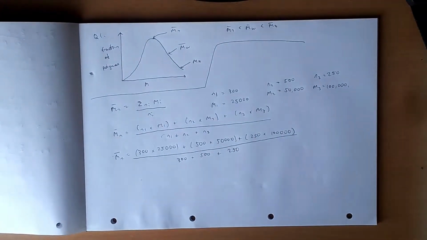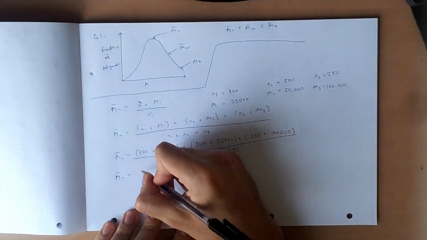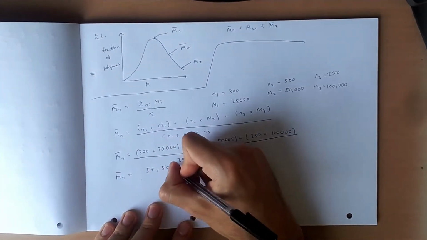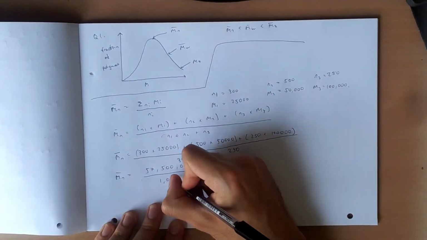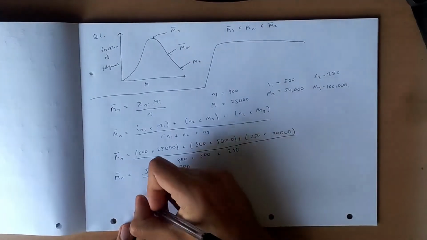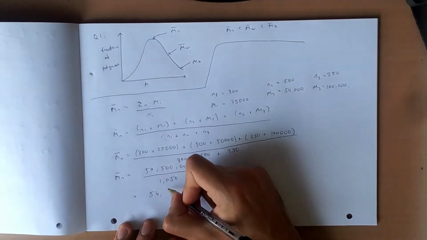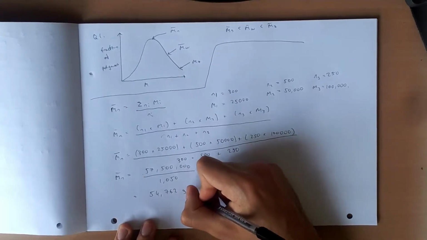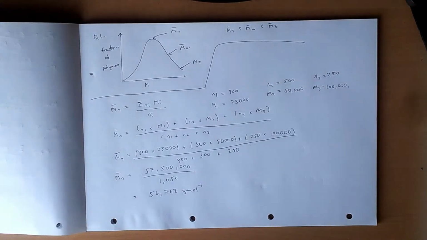So you can do this on your calculator quite simply. I already have the answers written down obviously, so if I plug those in, you should end up with 57,500,000 over 1050, which gives the Mn to equal 54,762 grams per mole. Don't forget about getting the correct units, because examiners can be very strict on that. You can get marked down very easily for getting the wrong units there.